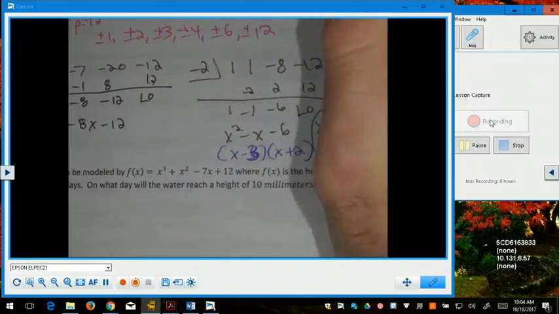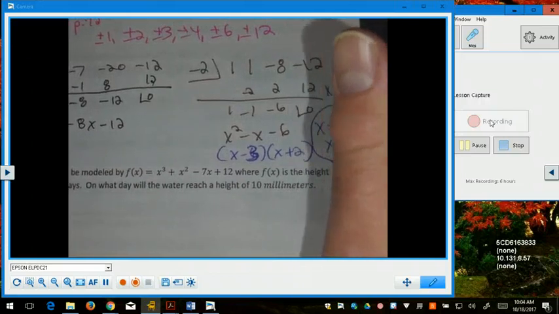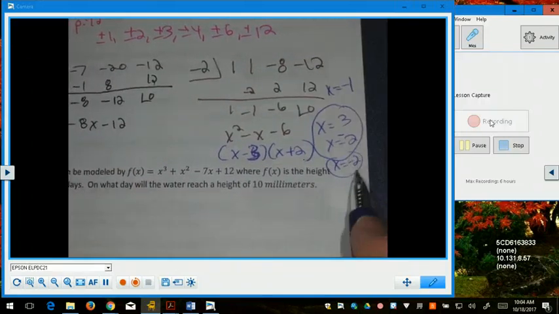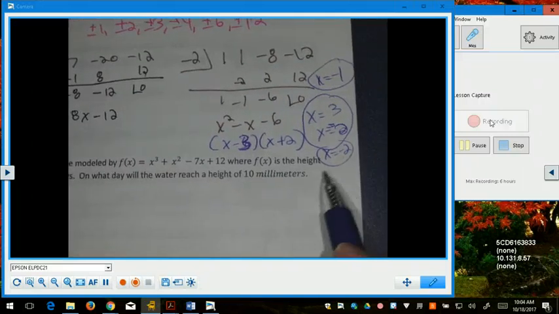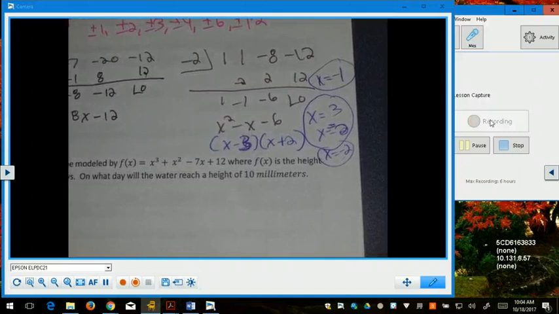So I have -1, -2 apparently has multiplicity because I found it once already. So I have 3 of them, but this one has multiplicity. Questions on that?